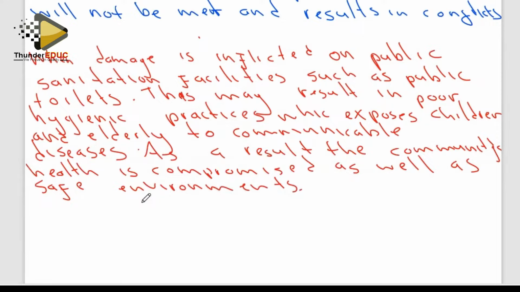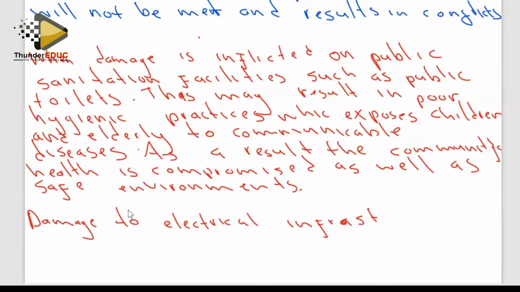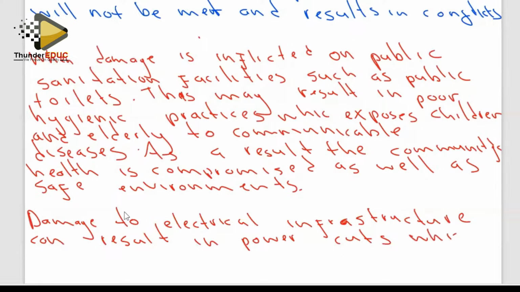So that can actually result in the spread of communicable diseases, waterborne diseases, diseases such as cholera and other forms of diseases. Then we also have theft of or damage to electrical boxes, to electrical infrastructure. Damage to electrical infrastructure can result in power cuts, which affect businesses.